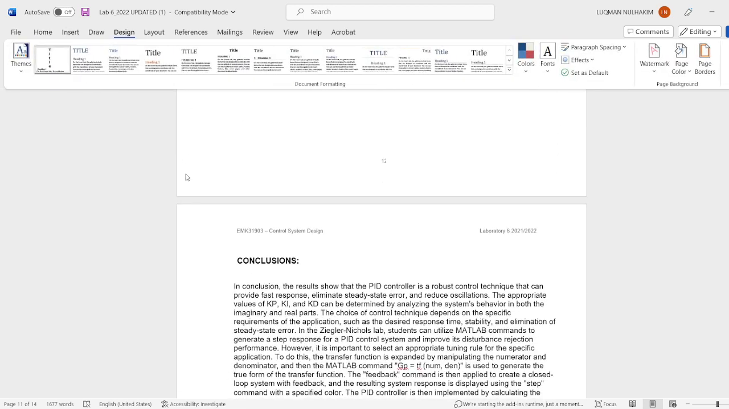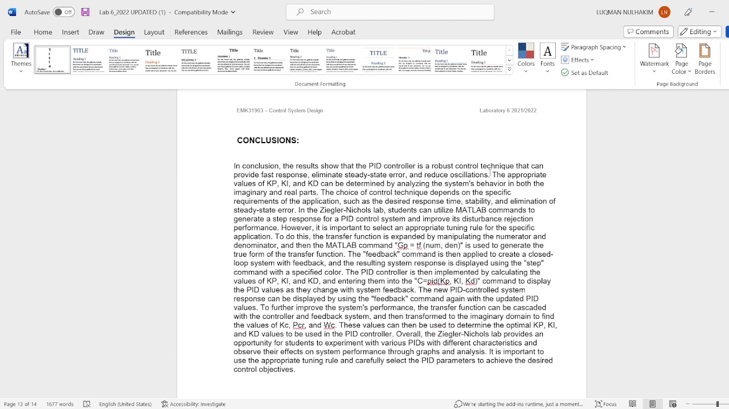So for the conclusion, the results show the PID is a robust control technique that can provide fast response, eliminate steady state error and reduce oscillation. The values of Kp, Ki and Kd are determinable by analyzing the system behavior in both imaginary and real parts.